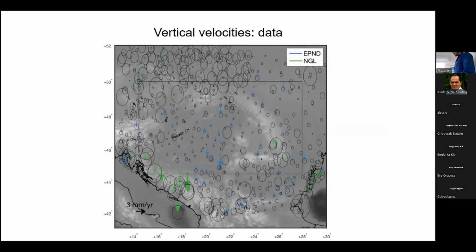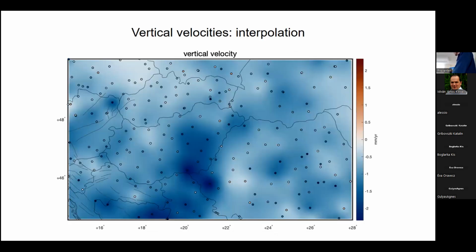Okay, so this was the horizontal part of the talk, and now I will move to a vertical direction. This is the vertical component of the velocity, and just the data. Already looking at this, we can see a lot of arrows pointing down. So most of the area is under subsidence, and of course we interpolated this data to get a more complete picture. And this is a red and blue color scale, but we barely have any red on the map because most of the area is under subsidence.